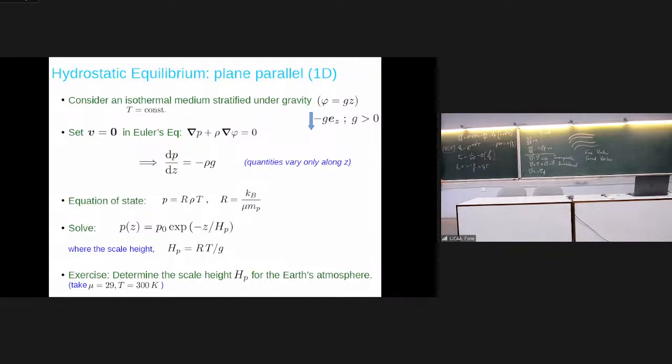So this zero in the Euler equation, you get this sort of a quantity. Phi, which I had written yesterday, is just g times z. When scalar g is taken as positive, Ez is pointing upward, so minus Ez is pointing downward. This is your equation. It's a 1D problem, dp by dz, meaning it doesn't vary in x and y.